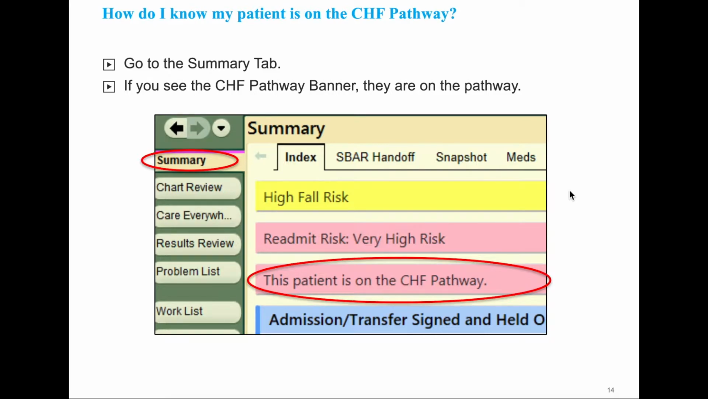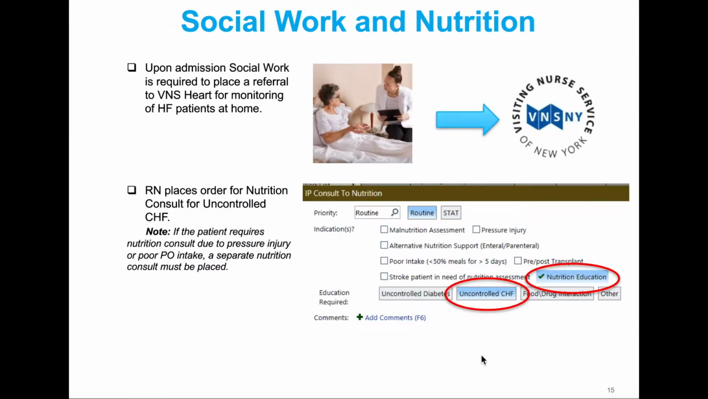Another great way to know if your patient is on the pathway is by simply going to the Summary tab. If you see this pink banner, then you know your patient is on the pathway. When we have a patient on the CHF pathway, please make sure to consult social work and nutrition. By consulting social work, we're involving VNS, visiting nurse services. They'll help monitor our patient at home. When consulting nutrition, that just ensures that our patient is educated on the proper diet for CHF.